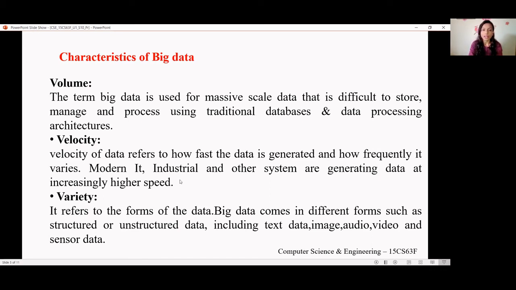Modern IT, industrial and other systems are generating data at increasingly higher speed. So very fast, lots of data is coming at a very fast velocity. Velocity means speed. Volume means size. Velocity means speed. Third one is variety.